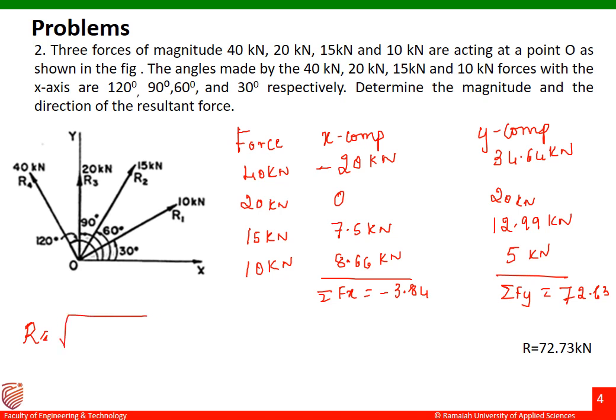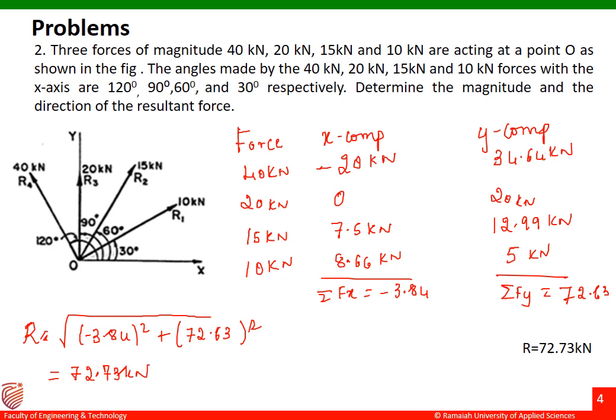So let us go for the formula for R. R is given by square root of summation Fx square plus Fy square, that is minus 3.84 whole square plus 72.63 whole square. So the answer for this would be 72.73 kilonewton.